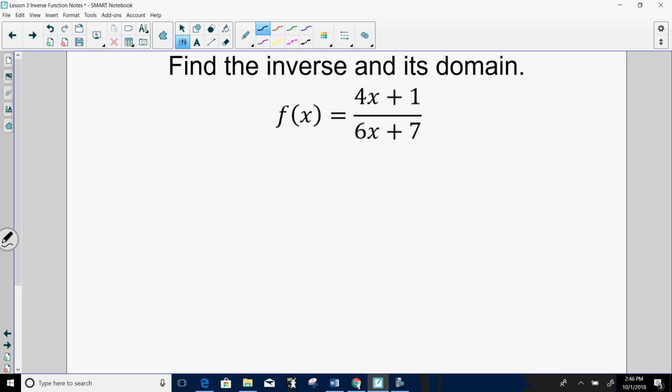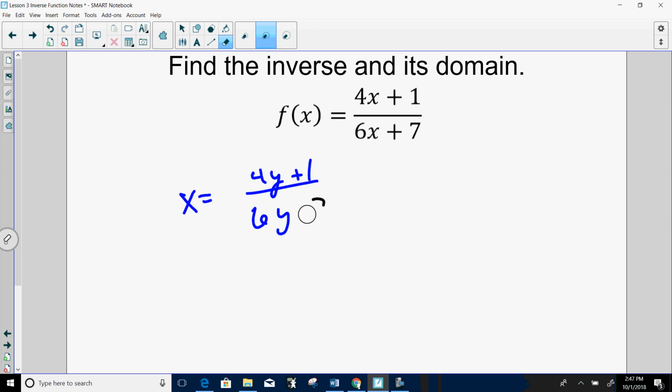And then the last example, and I'm going to tell you right now that there's one just like this on the test. So we do our switch, x equals 4y plus 1 over 6y plus 7. And what happens here is most people are like, oh my goodness, there's a fraction and there's two y's. Right, there are. That's why this is a trickier problem.